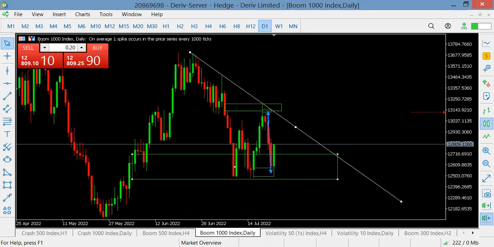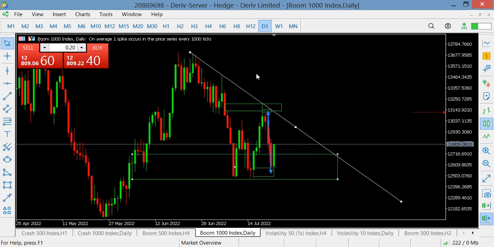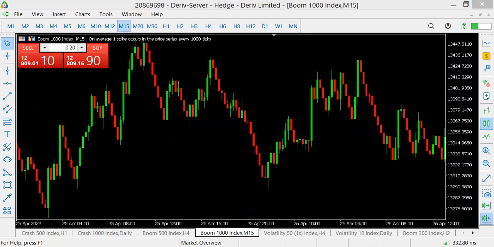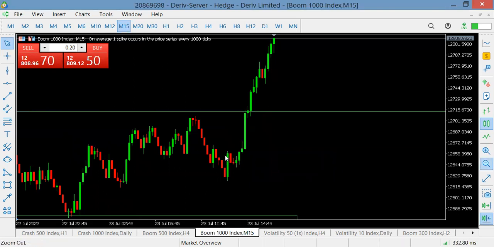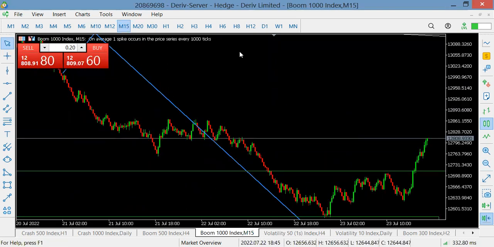Although the overall move for the 1000 Index is bearish, right now, for the next couple of hours, for the next couple of days thereabouts, we'll be seeing the 1000 Index spiking to the upside. Can you see the spike that just happened? So for the next couple of days, for the next couple of hours, we'll be seeing the 1000 Index spike.